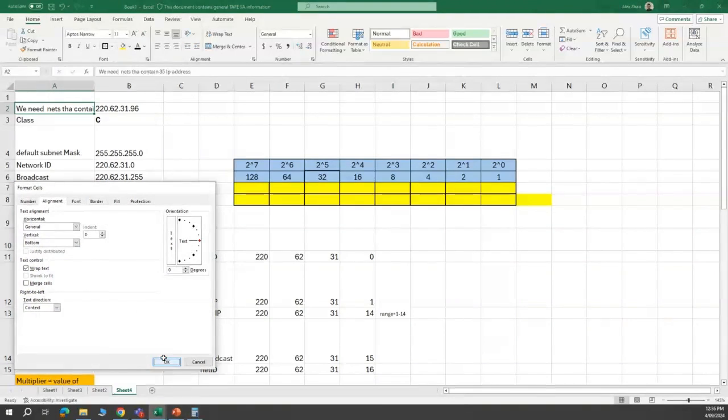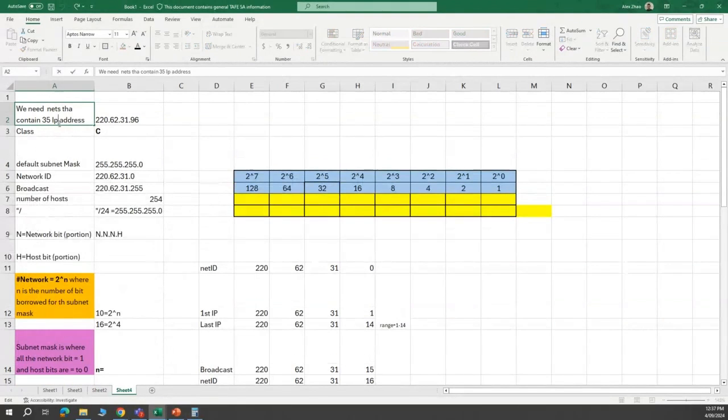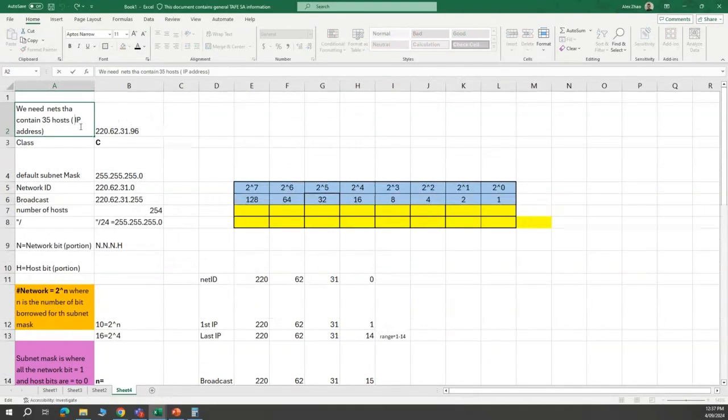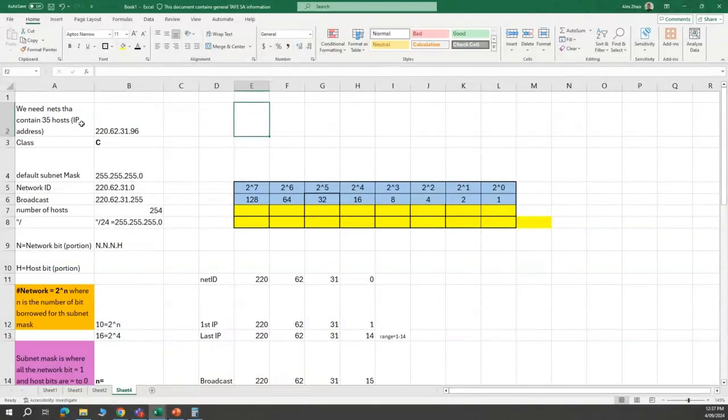What if we needed networks to have 35 IP addresses on each, or 35 hosts? Okay, so instead of IP addresses, we'll put hosts, which effectively is the number of IP addresses. Get me, guys? All right, so the question is, we need networks with 35 hosts or IP addresses.